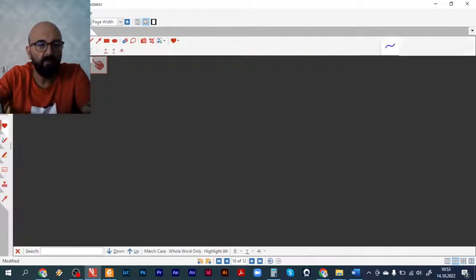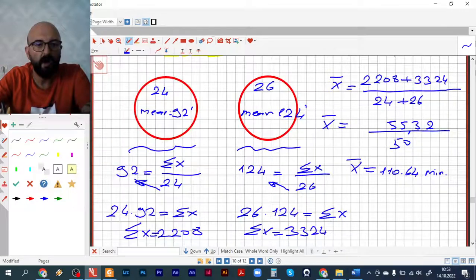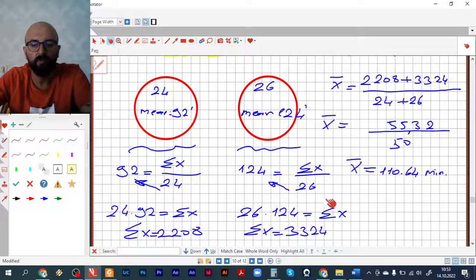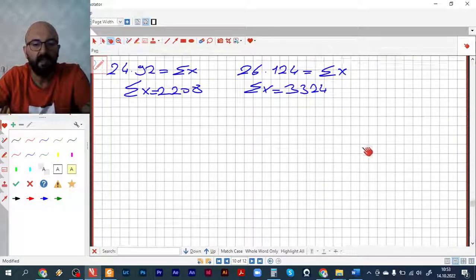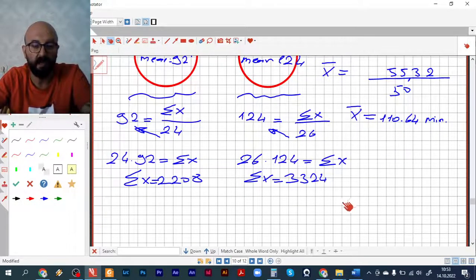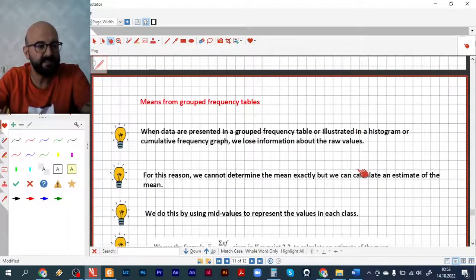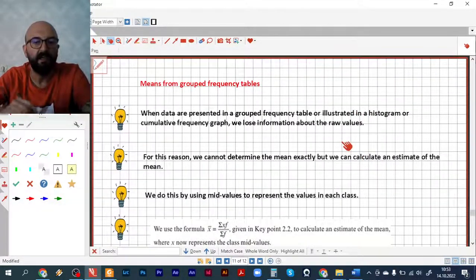Okay, now we could find the mean of all films, how many minutes. But in the other lesson we will learn means from a grouped frequency table.